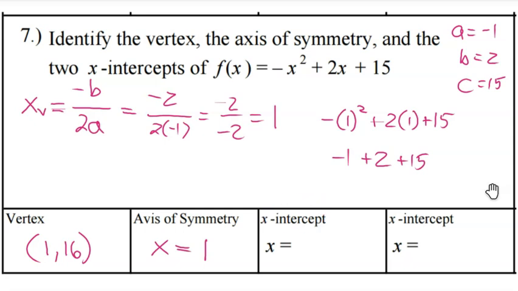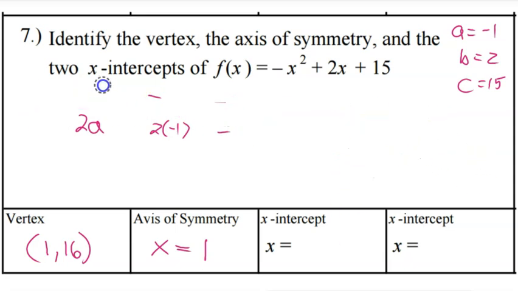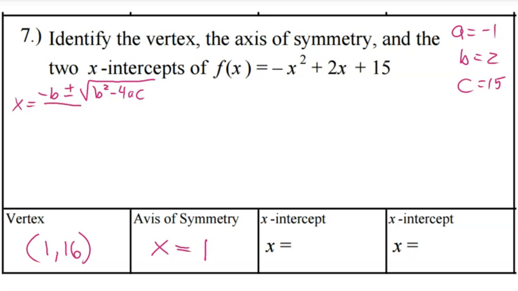Now we're going to do the x-intercepts. And I think since we already have a, b, and c, let's go ahead and do the quadratic formula. Let's make some space here. We'll erase all this work. And we know that the quadratic formula goes x is equal to negative b plus or minus the square root of b squared minus 4ac over 2a.